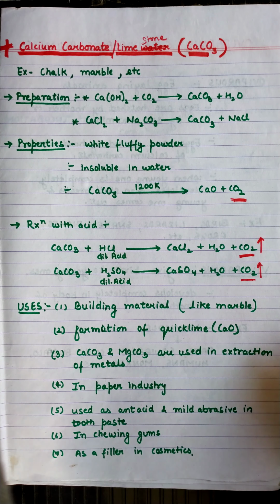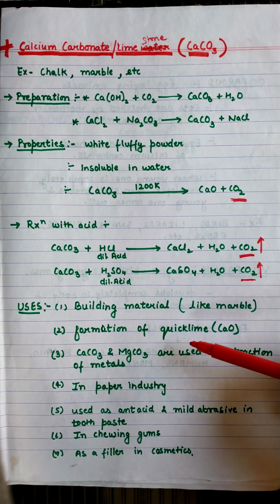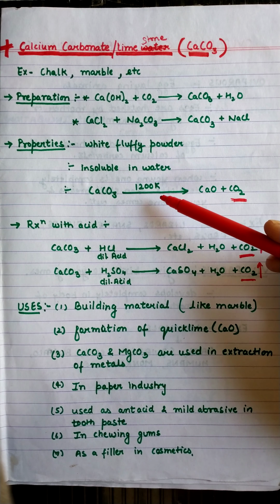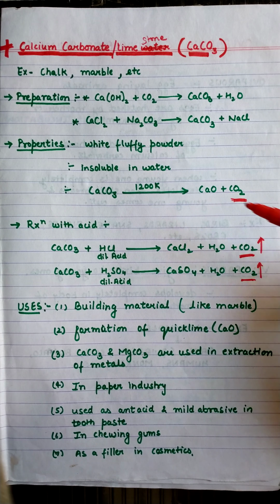Now let's see some of the uses of calcium carbonate. Calcium carbonate is used as a building material, like marble. They are used as a building material, and they are calcium carbonate, that is limestone. Then it is used for the formation of quicklime, calcium oxide. So on heating calcium carbonate at high temperature, quicklime is formed.